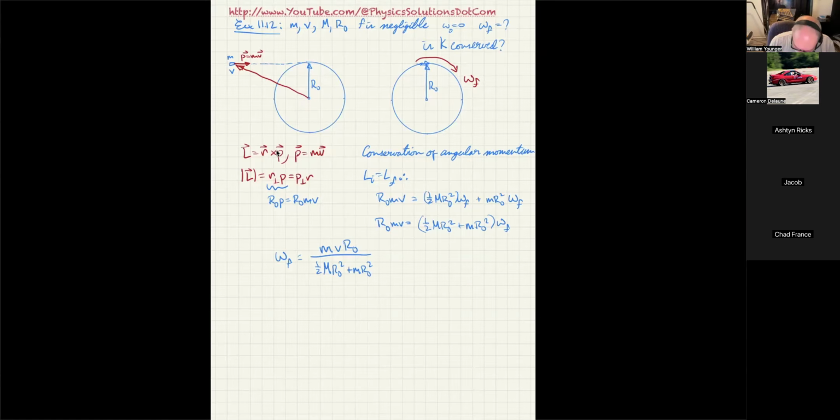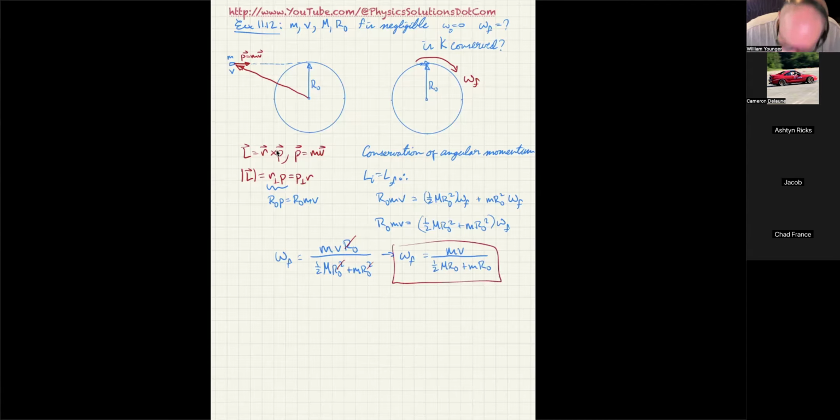If I wanted to, I can make this a little smaller by realizing there's a common factor of r0 everywhere, in which case I can say omega f is equal to mv over one half M r0 plus m r0. I could also leave the m plus one half M inside the parentheses and put the r0 on the bottom outside of the parentheses. All of that's fair game.